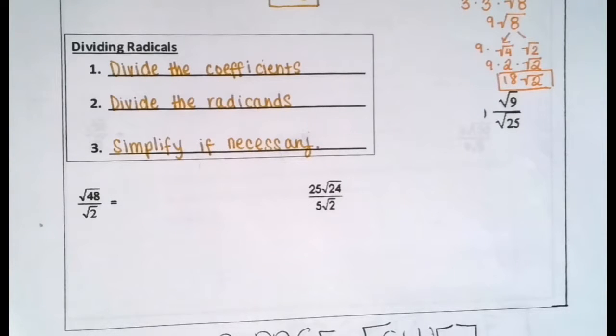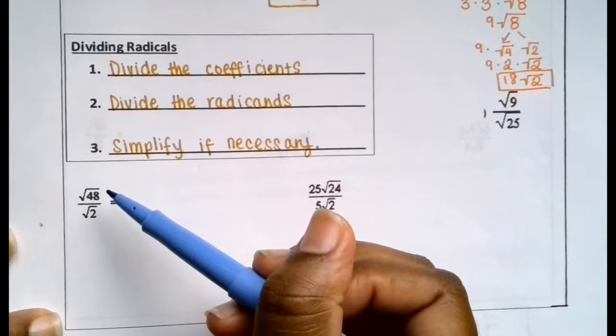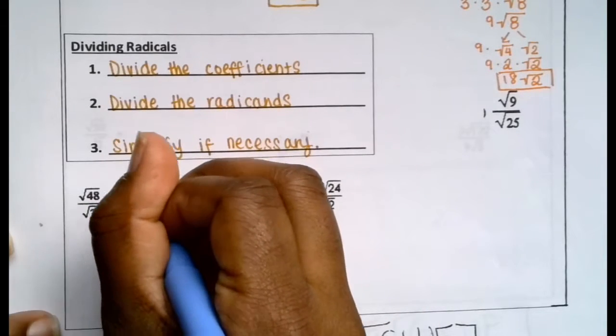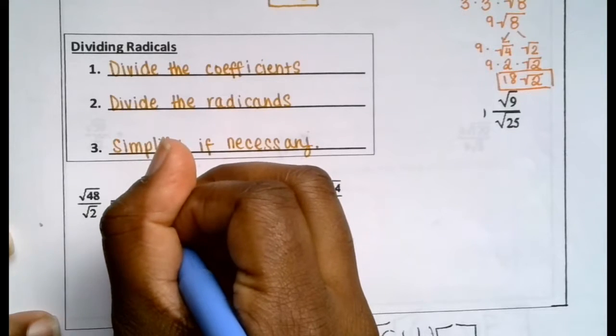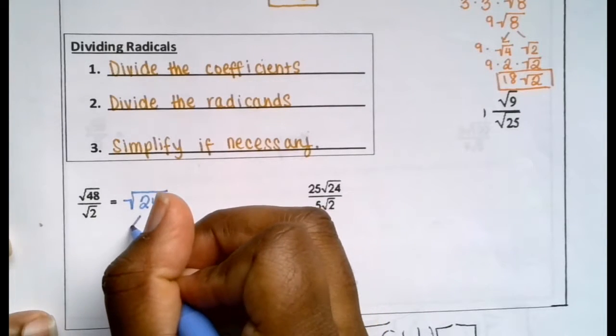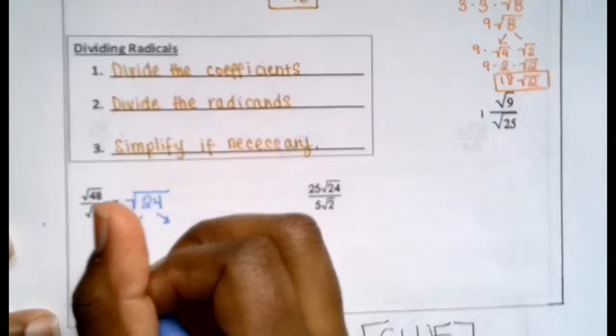Alright, so let's complete our first example. We see that we have root 48 divided by root 2. In this case, I have no coefficients, so I'm good, and now I'm just going to go ahead and divide my radicands. Root 2 divides into root 48 24 times. Now that I have root 24, I do need to simplify this, so I'm going to check for the largest perfect square that evenly divides into 24.